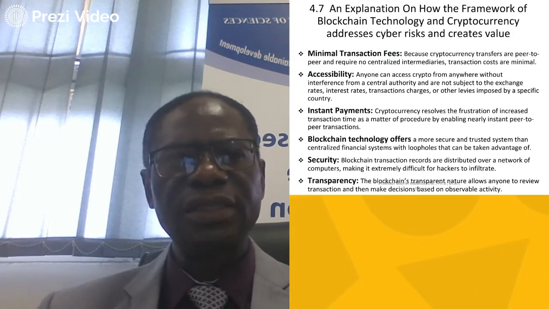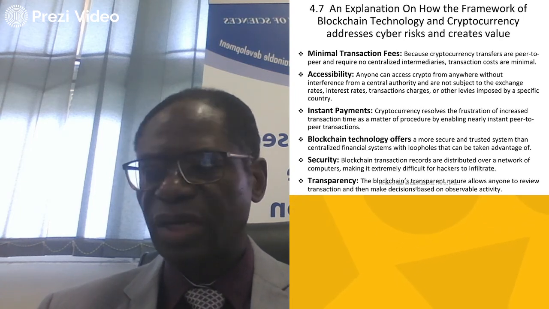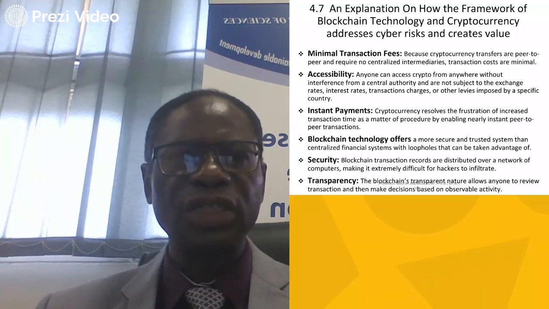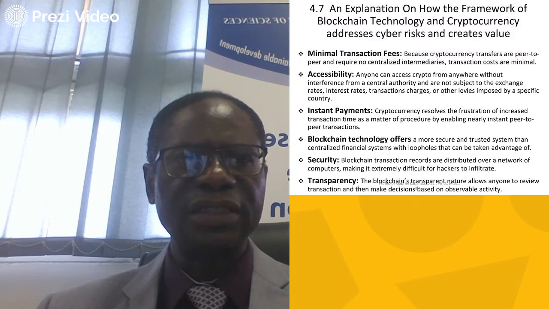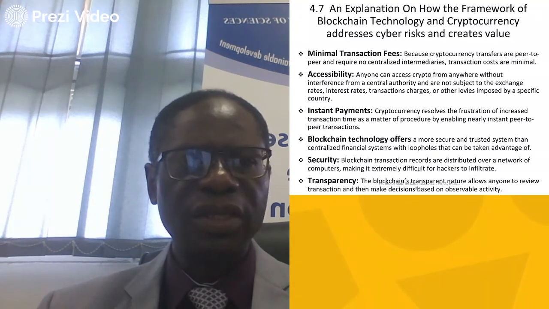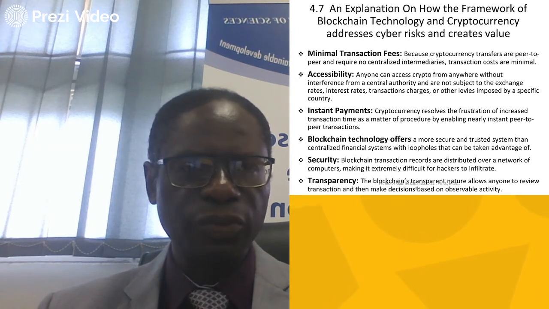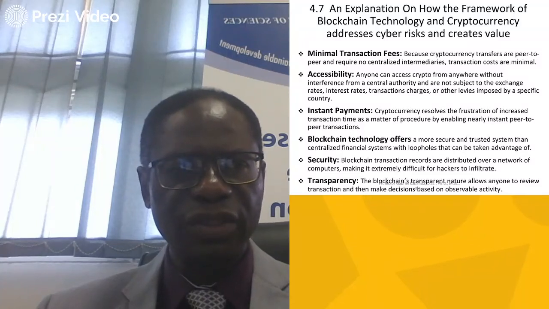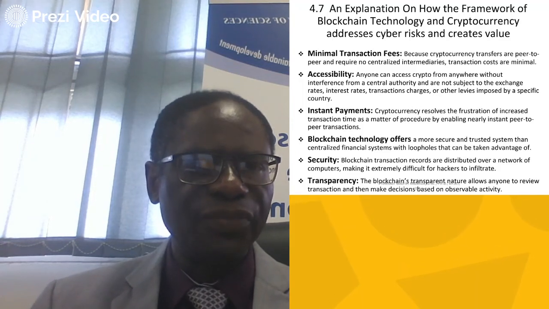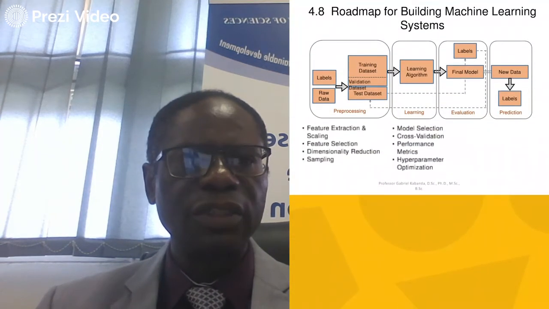blockchain technology. And lastly, there was a need to come up with an explanation. So how does the framework of blockchain technology and cryptocurrency address the cyber risks and create value? The first thing we noticed that came from the research is that there are minimal transaction fees, accessibility, and instant payments. Blockchain technology offers a more secure and trusted system than centralized financial systems. There's also security, because blockchain records are distributed over a network of computers, making it extremely difficult for hackers to infiltrate. And transparency is also one of the dominant things that comes out, for anyone to be able to review the transactions and make decisions based on observable cryptocurrency.